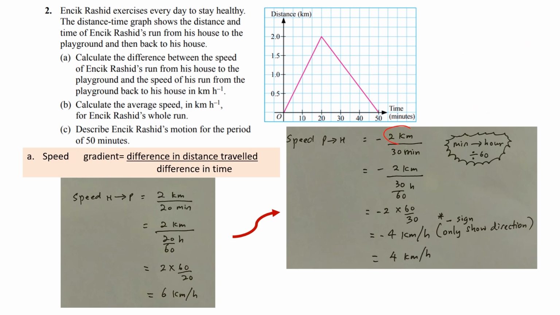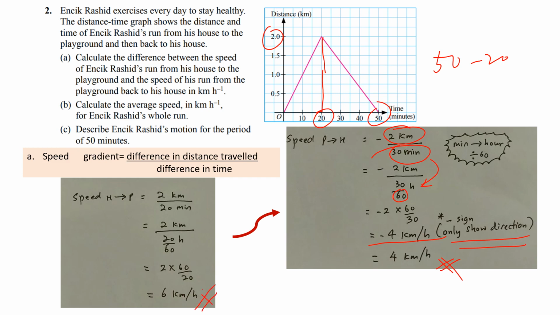the distance is 2 kilometers, and then the time is here. 50 minus 20. That's why you get 30 minutes here. But once again, you have to change into hours. You divide by 60. So you'll get negative 4 km per hour, but you don't write the negative. Negative only shows the direction. So you get 4 km per hour.